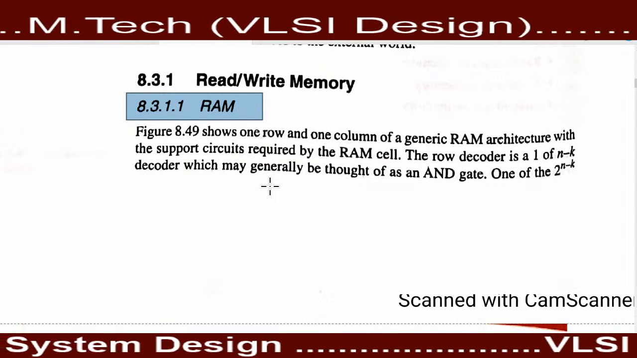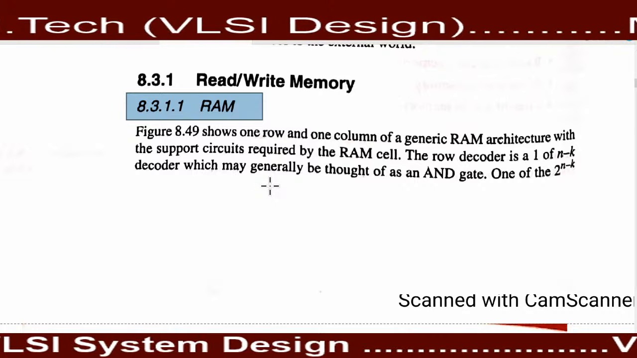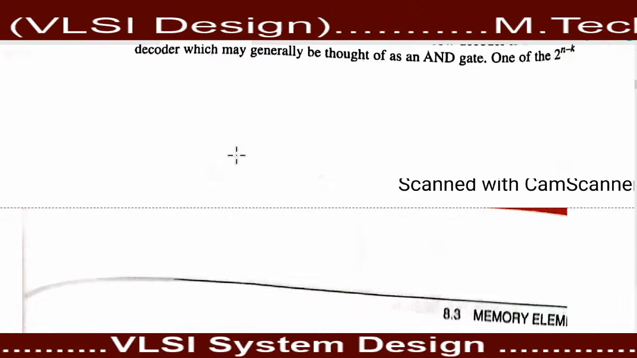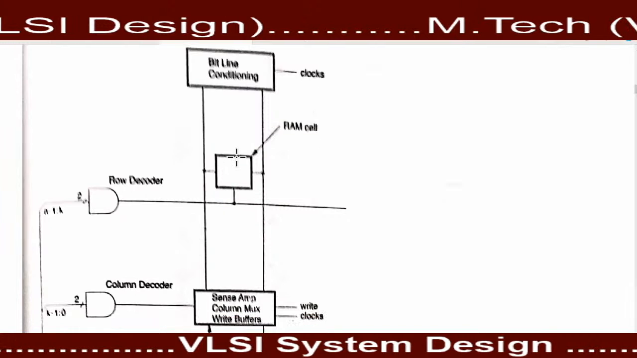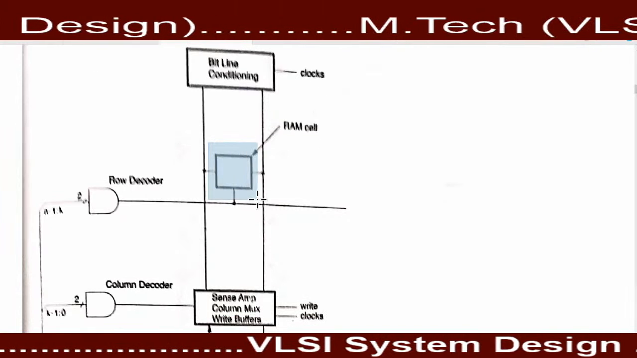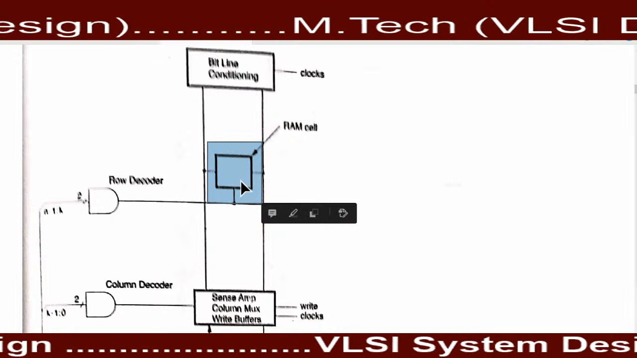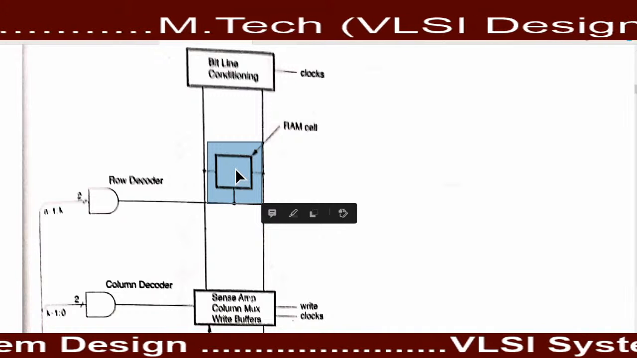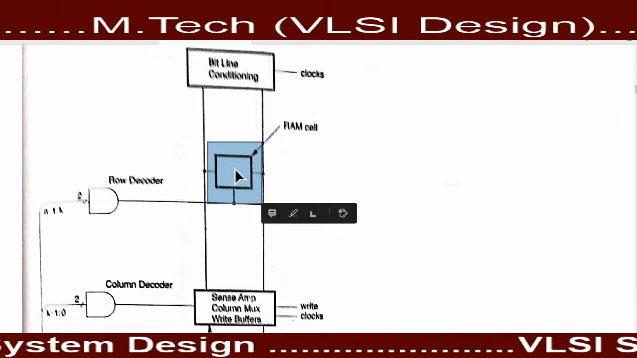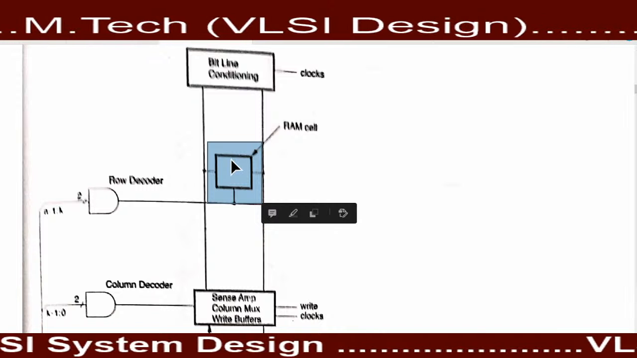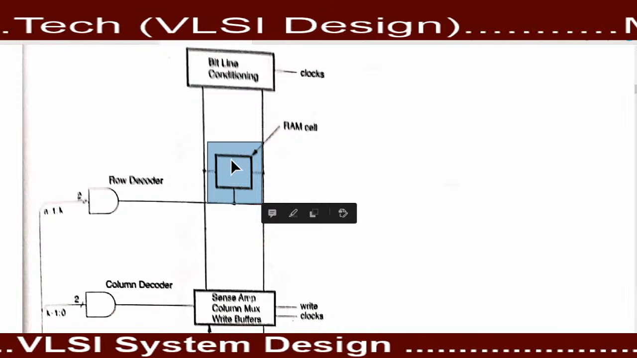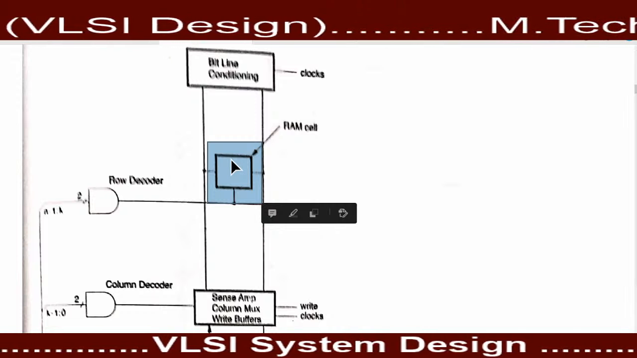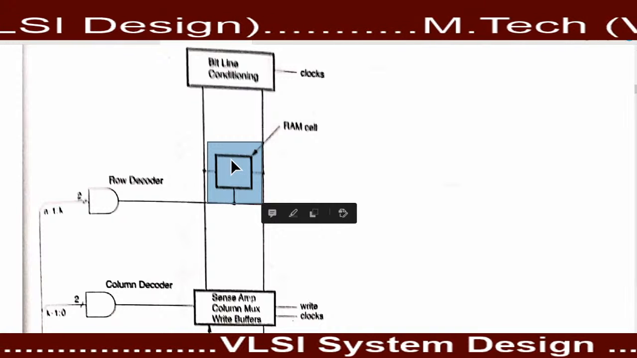Okay, so in today's class, we are discussing how we can read data from and write data to the random access memory. Here this small square block is known as the RAM cell. This RAM cell can be implemented by using several different elements. We can implement this RAM cell by using a flip-flop only. We can also implement it by using a combination of transistor and capacitor.